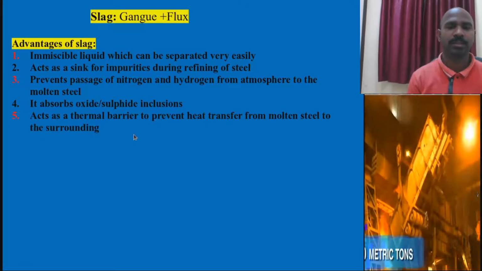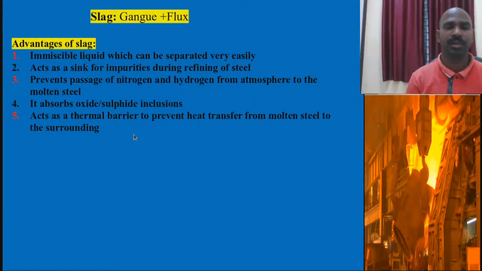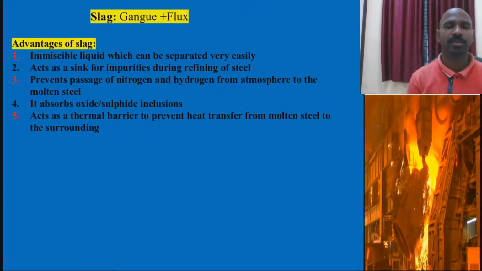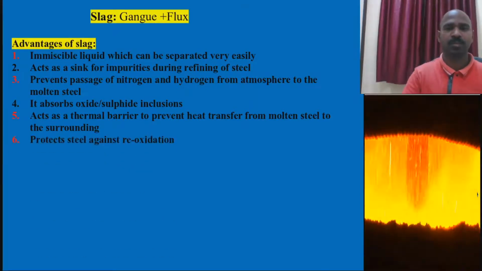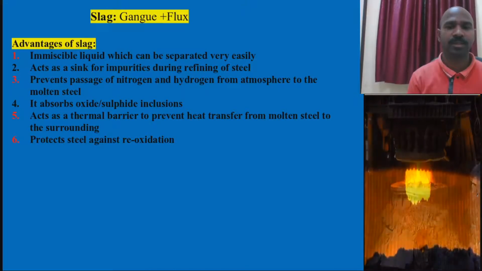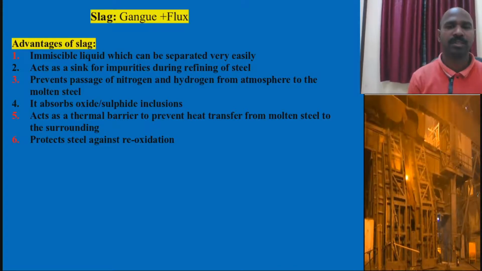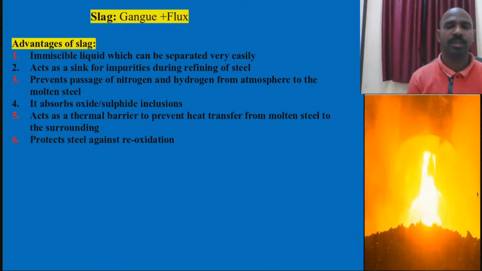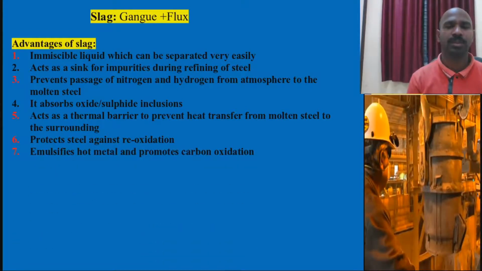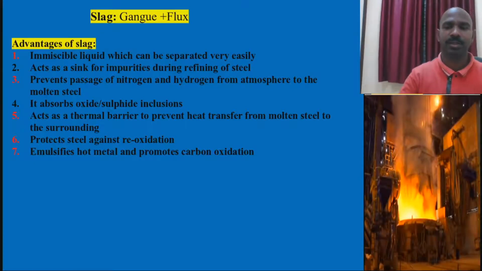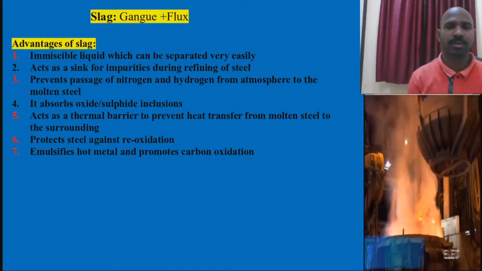When moving from iron to steel, there may be a temperature drop. If this slag layer forms immediately, it maintains the pouring temperature for LD converter steel making. It also protects against reoxidation, stopping oxygen from the atmosphere from entering the liquid iron again and again. And it emulsifies between the carbon oxidation and the hot metal, the liquid iron, forming an interfacial layer.